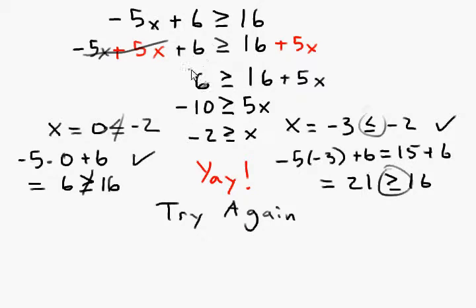So it looks like what we should have done is, when we did that division, we should have flipped the inequality. Why? That's that negative sign. So we'll write this out one more time.